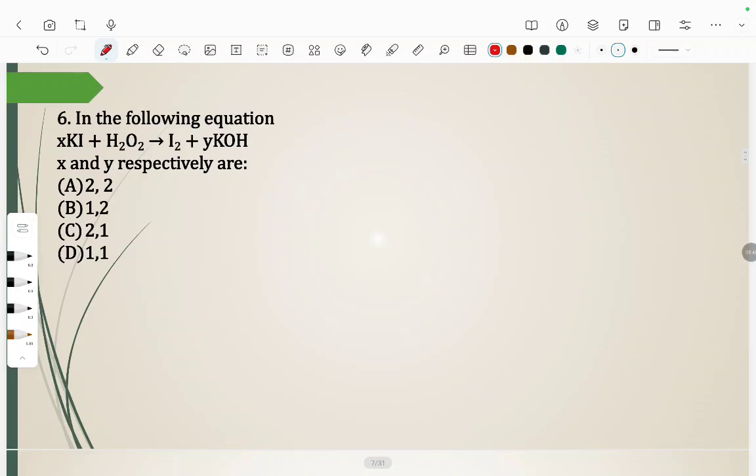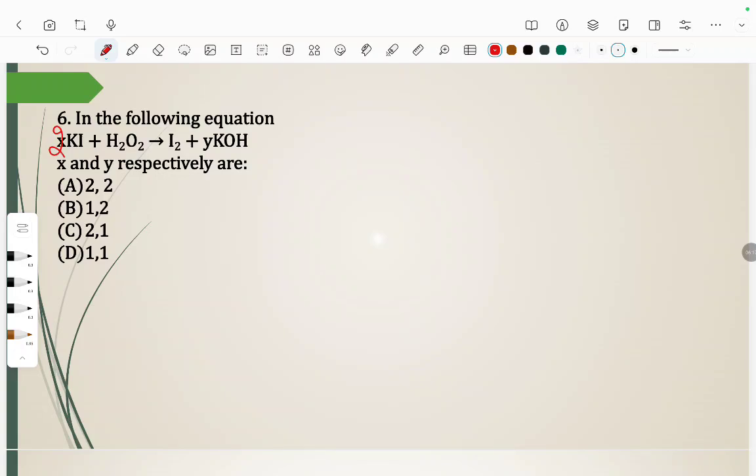Sixth one, it's very easy. The following equation: xKI plus H2O2 gives I2 plus yKOH. Potassium iodide when reacts with H2O2 gives iodine and potassium hydroxide, yes. So which coefficients will balance the above equation? You can do it by option also, okay.